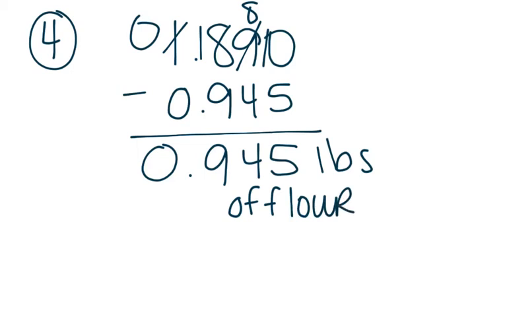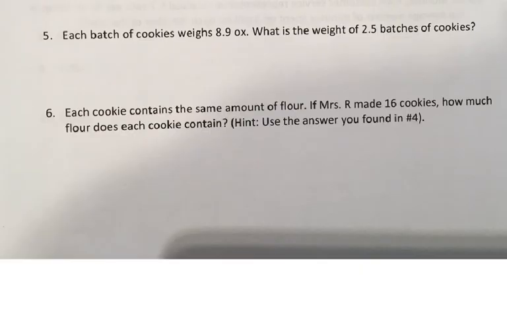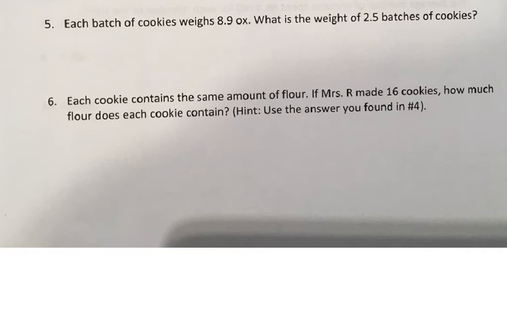Okay, let's look at number 5. Number 5 says each batch of cookies weighs 8 and 9/10 ounces, and that should be OZ, sorry, not OX, so ounces. What is the weight of 2.5 batches of cookies? Okay, so you circle your numbers, underline your question, box in your keywords.